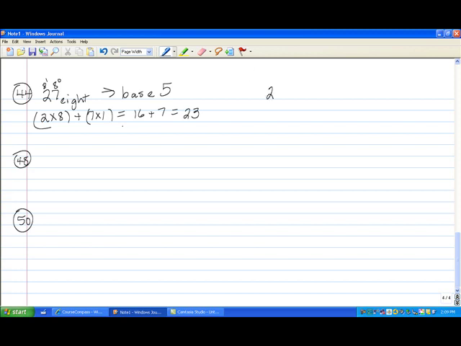Now I take my base 10 number and I want to convert it into base 5. So I'm keeping track of my remainders. 5 goes 4 times with a remainder of 3. 5 does not go into 4, so we get 4, 3, base 5.